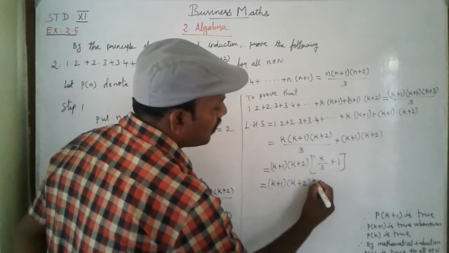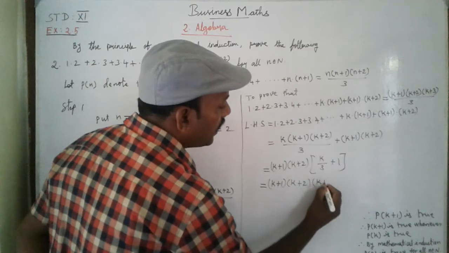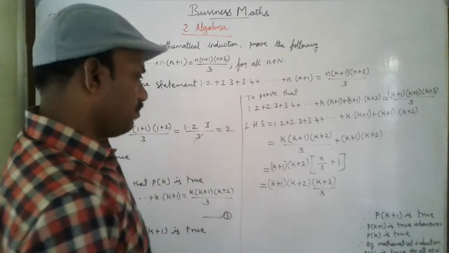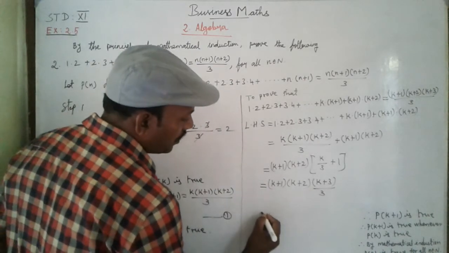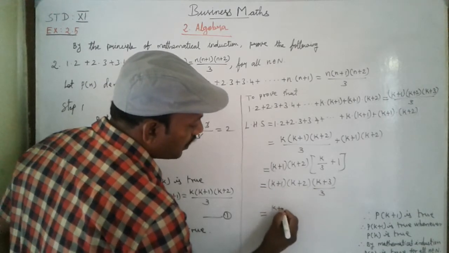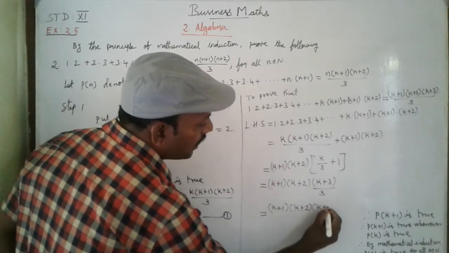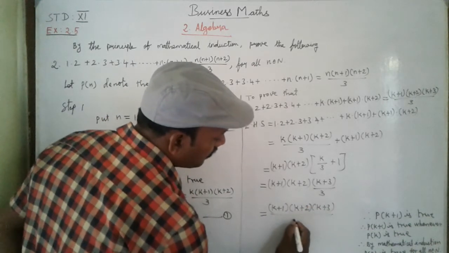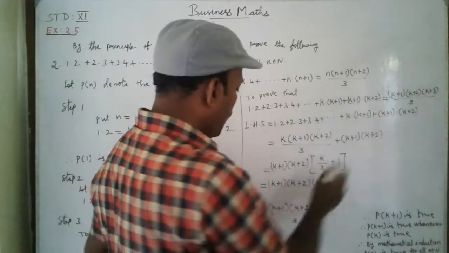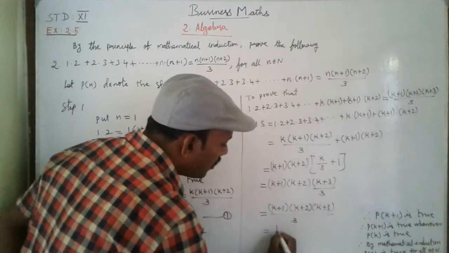Cross multiply, then 1 into 3 is 3, (k plus 3) into (k plus 3) divided by 3. That is equal to, we should write the multiple as (k plus 1) into (k plus 2) into (k plus 3), whole divided by 3. Compare this with the RHS: (k plus 1)(k plus 2)(k plus 3) divided by 3 is the RHS.